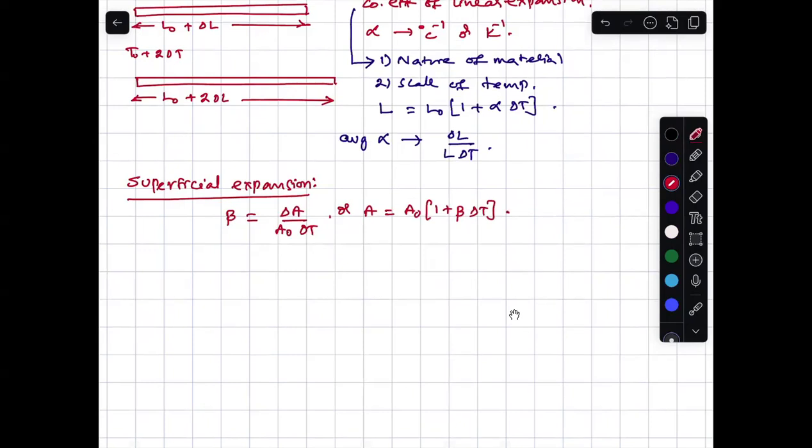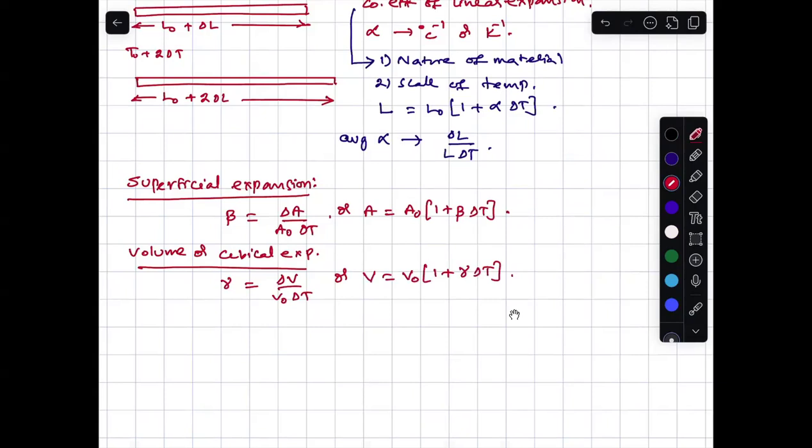Next, volume expansion. Volume or cubical expansion. This we will represent as gamma, delta V by V naught delta T, or simply V is V naught times 1 plus gamma delta T. Any doubt till this point? Sure? Right. Now we will try to understand. See, this is all for solids only.